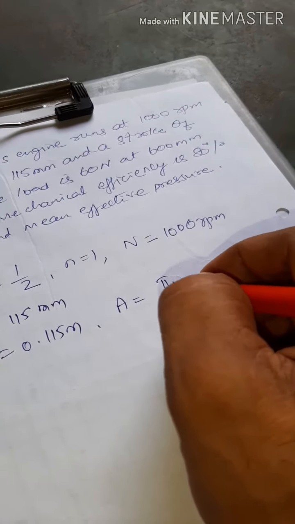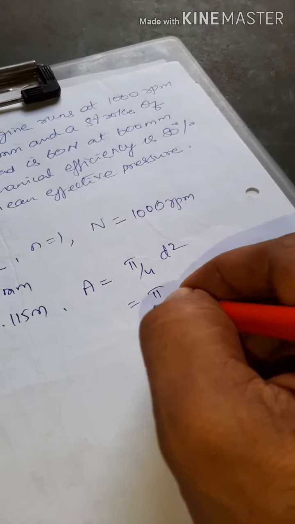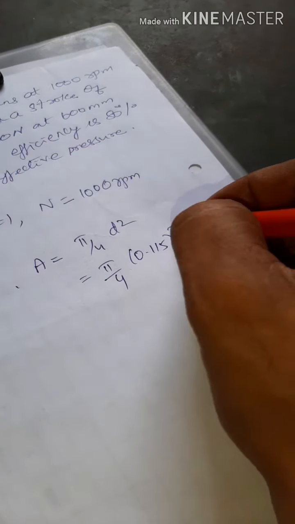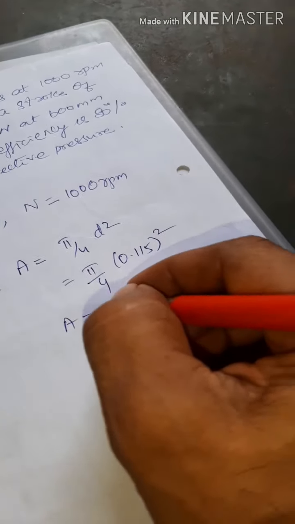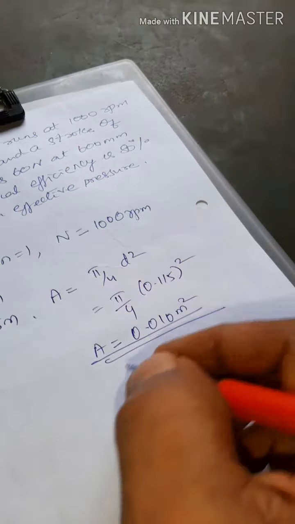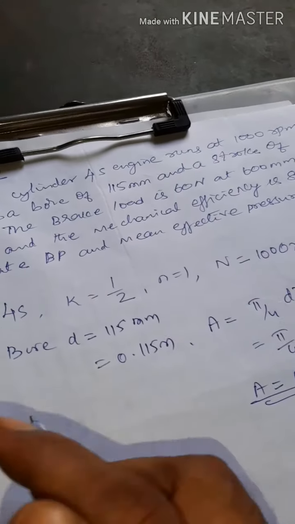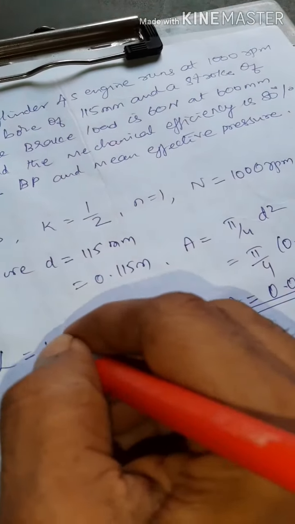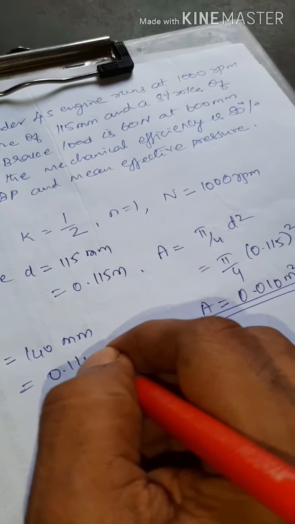Next, find out the area. Area is equal to pi by 4 d square. When you substitute pi by 4 into 0.115 whole square, you are going to get the area 0.010 meter square. This is the area of the cylinder. Next, the stroke length L is given. L is equal to 140 millimeter, that is equal to 0.14 meter.